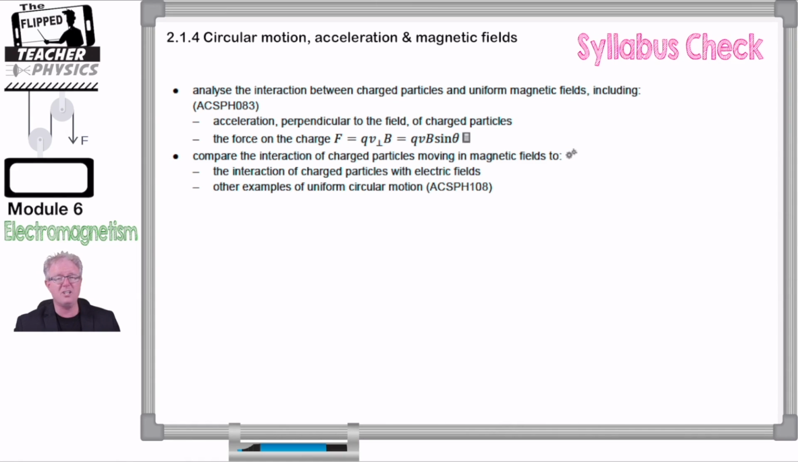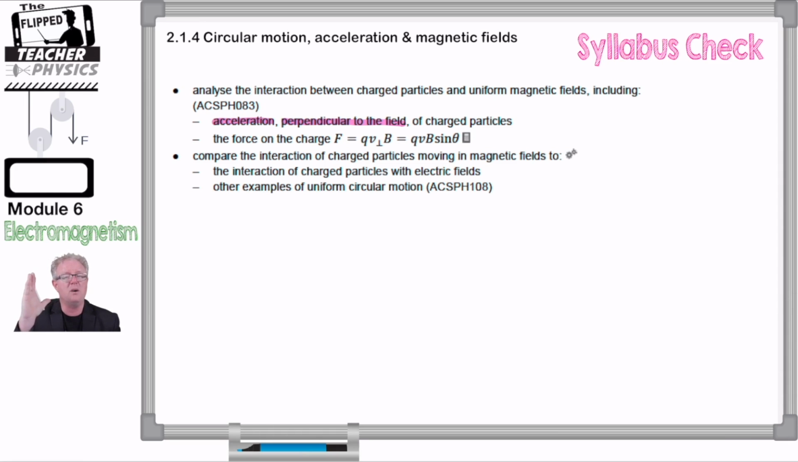Okay, so let's check out our syllabus connections here. It says we analyze the interaction between charged particles and uniform magnetic fields. Done. Including the acceleration perpendicular to the field of charged particles. Well, we've talked about that. We said that when a particle moves in a field, it undergoes acceleration and that it's perpendicular to the field.